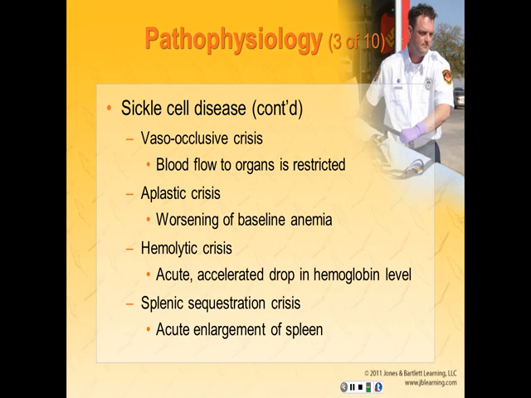Hemolytic crisis is an acute accelerated drop in hemoglobin. It's caused by red blood cells breaking down at a faster rate than normal. It's common in patients with enzyme deficiencies. And the final one is splenic sequestration crisis. It's a painful acute enlargement of the spleen, and the abdomen becomes very hard and bloated.